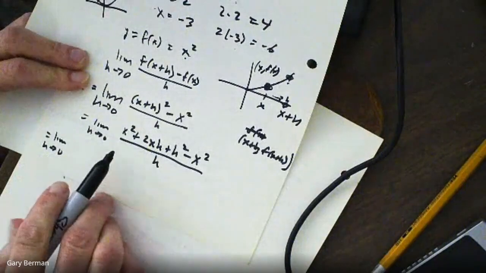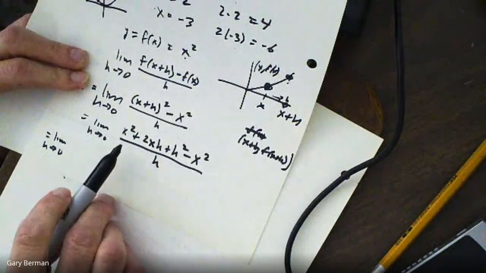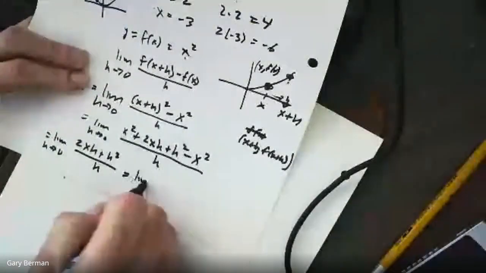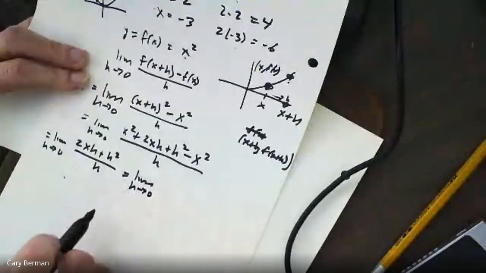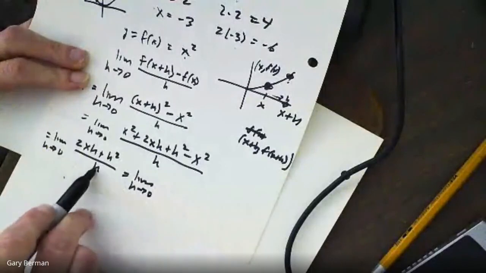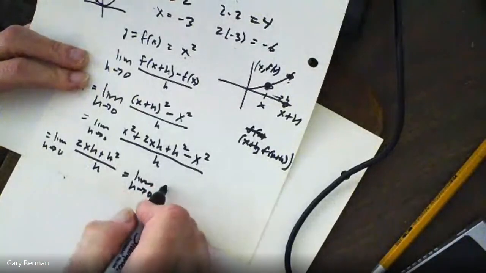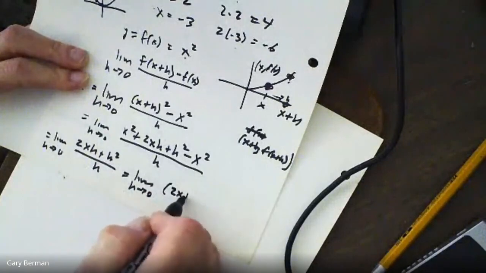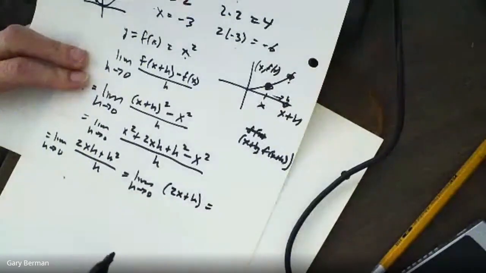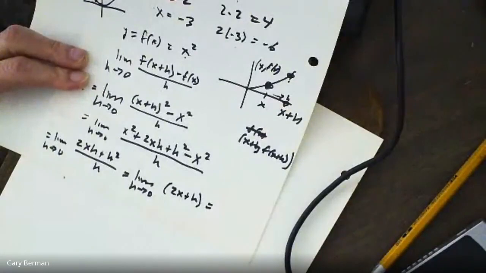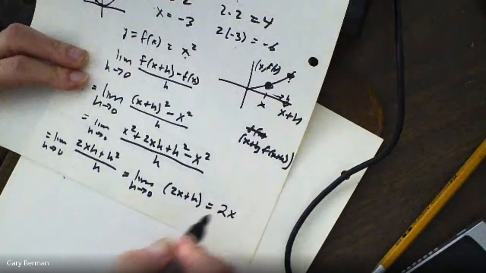And if we algebraically simplify the numerator, the x squares cancel. And once again, we're left with 2xh plus h squared over h. The h divides out that h, and one of the h's from the h squared is there. So this leaves 2x plus h. And we're left with 2x.